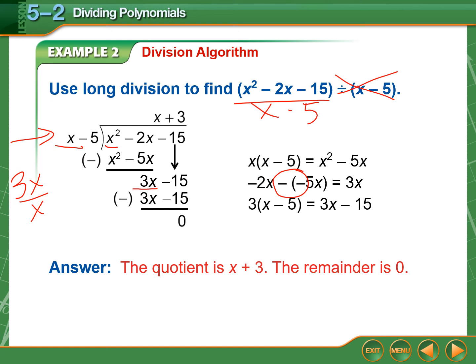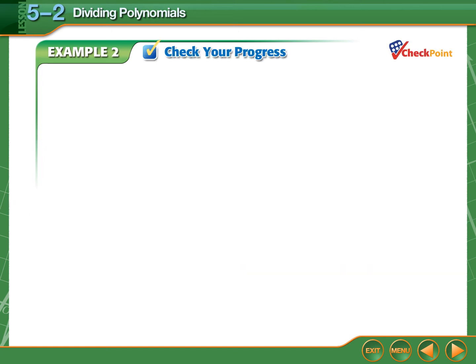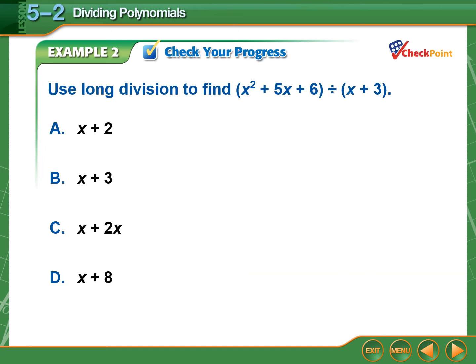So now for our next problem that we're going to see on our next slide, I want you to try it yourself before I actually do the math. So stop, pause right here, and do the problem yourself. 3, 2, 1. Okay, I hope you tried the problem. So now let me do it and let's see what the answer is. So we get x plus 2.